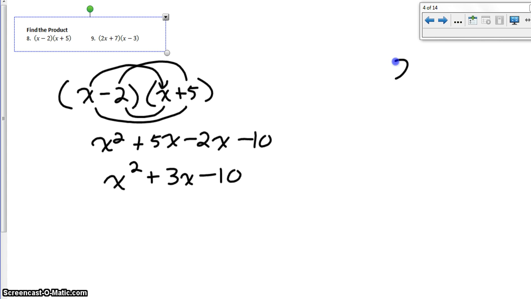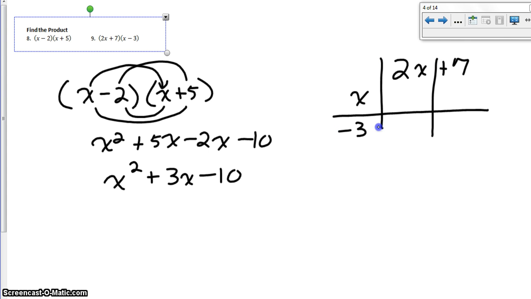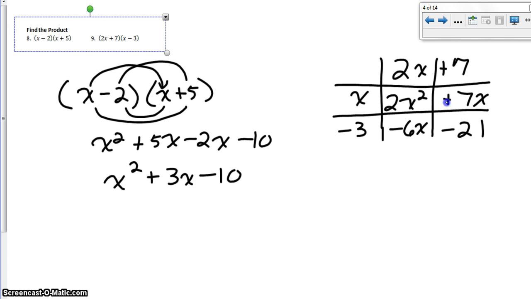Now what if you didn't want to do this? I do know that there's several of you out there that really prefer the box method, and that's fine by me as well. You can do it in either method. I don't have a problem with it. 2x times x is 2x squared. 7 times x is positive 7x. Negative 3 times 2x is negative 6x. And negative 3 times 7 is negative 21. Combine like terms in the partial product, and you have 2x squared plus x minus 21.